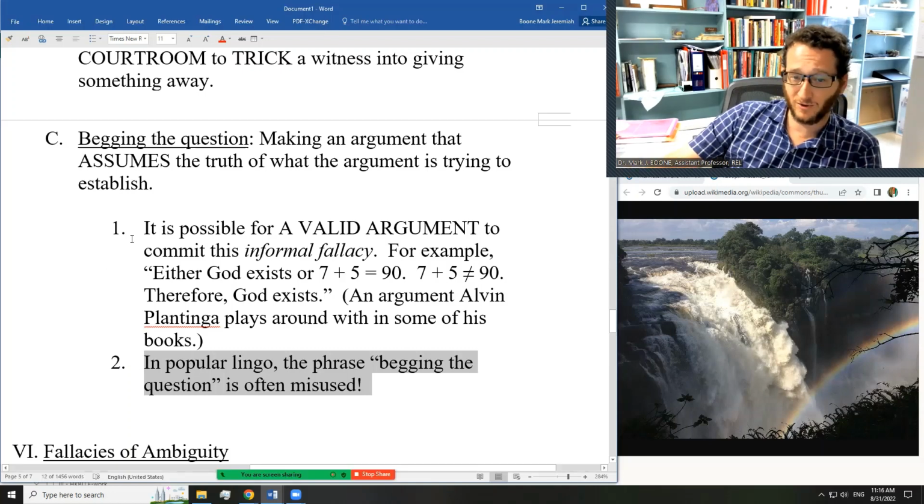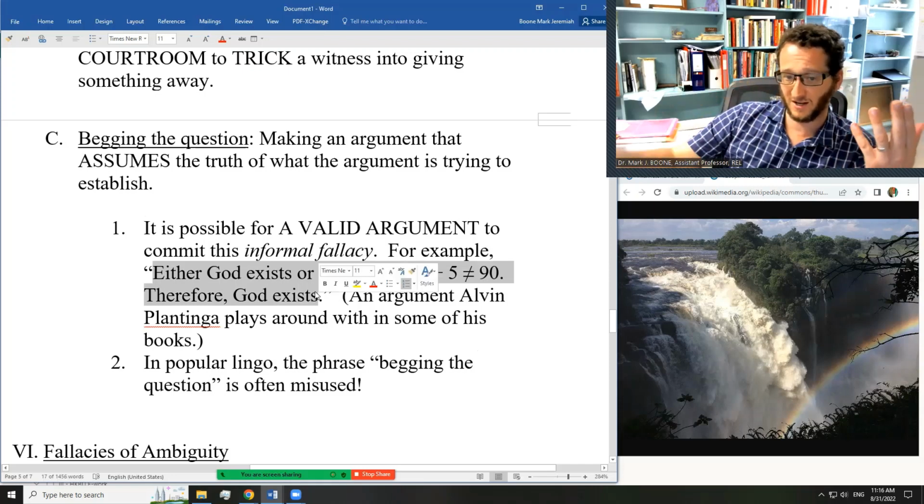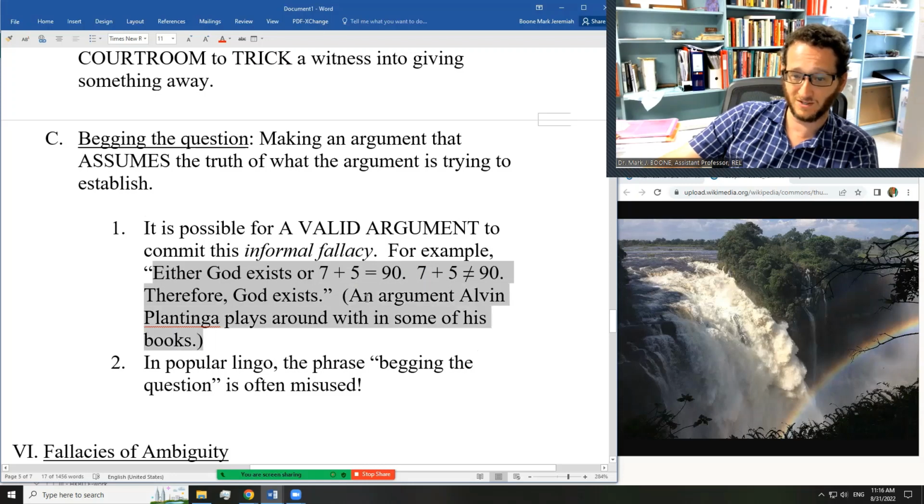Now, a valid argument, though, can commit this informal fallacy. Some will say all of them do. Alvin Plantinga says either God exists or 7 + 5 = 90. 7 + 5 does not equal 90, therefore God exists. Now, this is not his main argument. Plantinga just plays around with this to make a point about something or other in some of his writings.